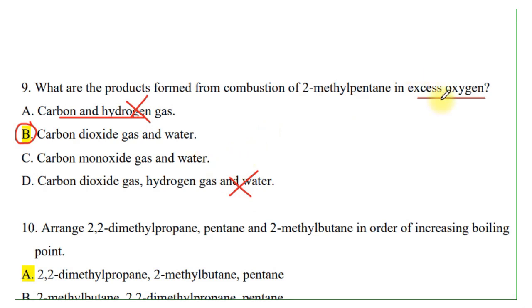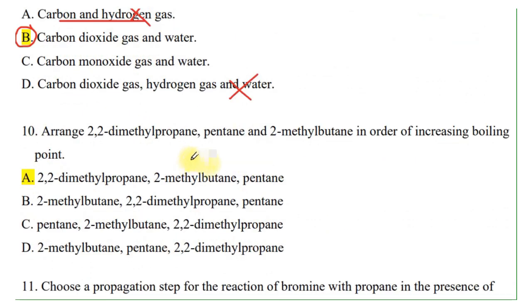Very limited oxygen gives carbon and water. Okay, question number 10. Arrange these three hydrocarbon compounds in order of increasing boiling point. First of all, I will check for the number of carbon. Propane, 2,2-dimethyl, 5C. And then pentane, 5C. And then 2-methylbutane, 5C as well. So all of them have the same molecular formula, but the structure is different.